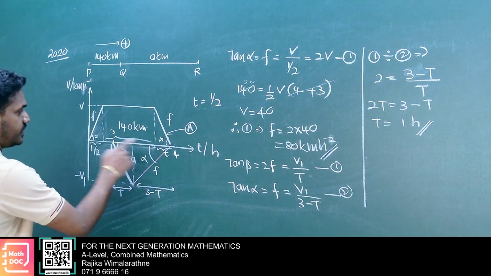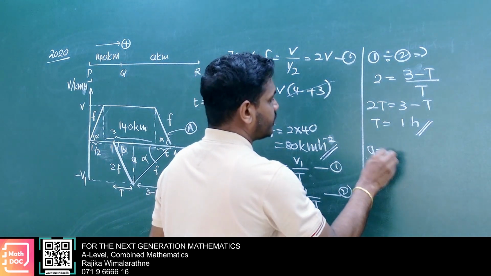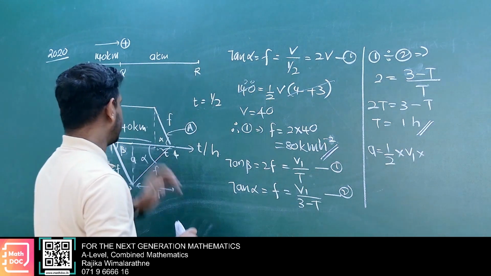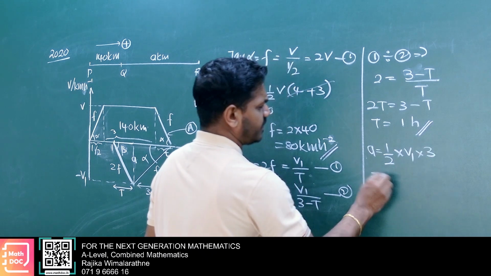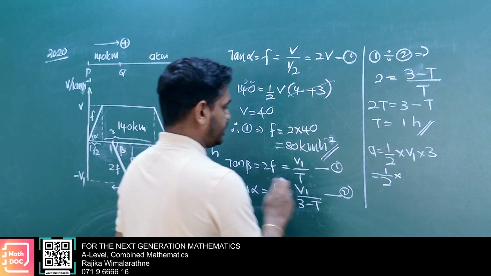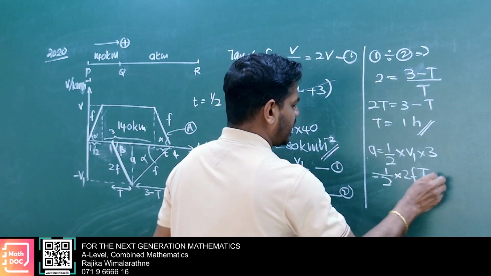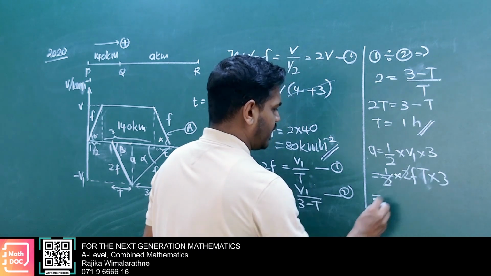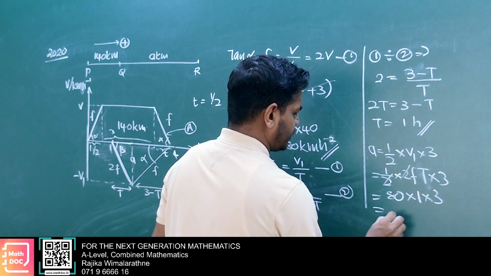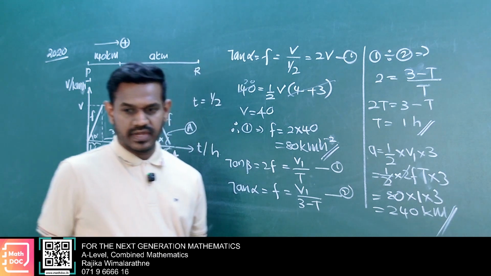Then the displacement will be A. Therefore, the A value is half into V1 into the time period of 3 hours. V1 is 2FT. Times 3, with F value 80 and T value 1, gives 240 kilometers. 240 kilometers.